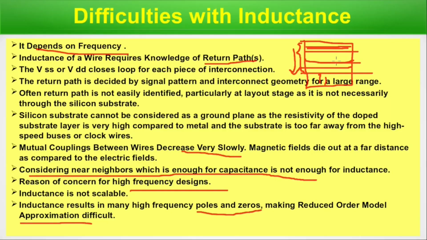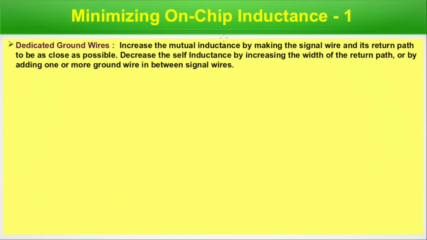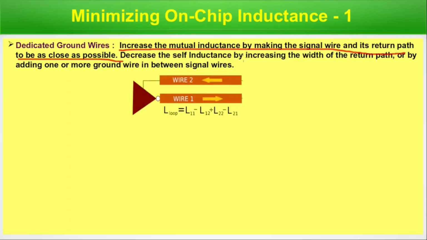Now let's move to the next slide. Minimizing on-chip inductance: dedicated ground wires. Increase the mutual inductance by making the signal wire and its return path as close as possible. Decrease the self-inductance by increasing the width of the return path or by adding one or more ground wires between signal wires. First, it gets a return path, and it increases the mutual inductance and decreases the self-inductance.